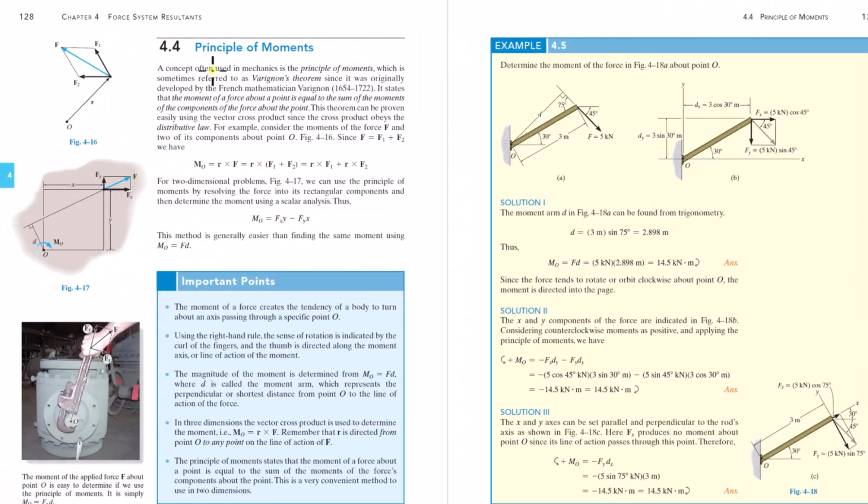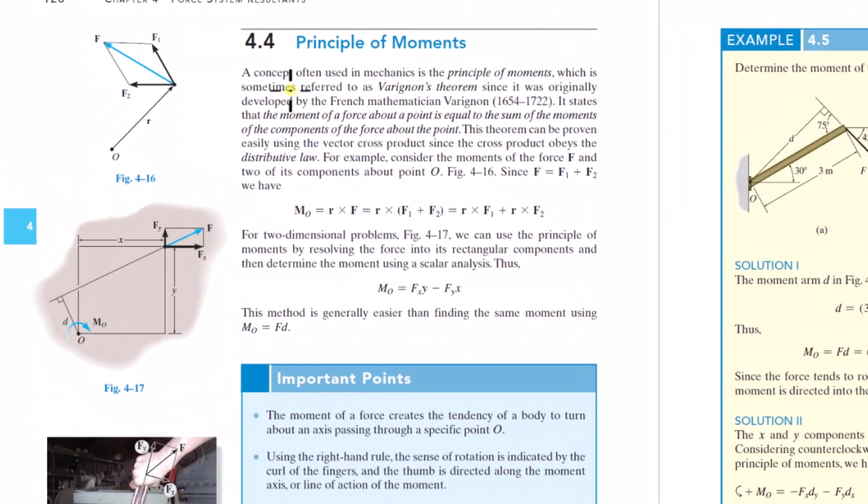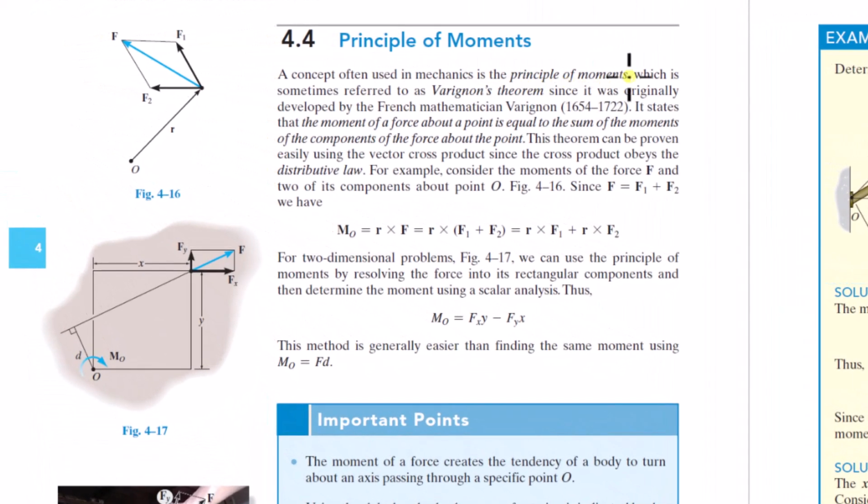All right, the principle of moments. A concept often used in mechanics is the principle of moments, which is sometimes referred to as Varignon's theorem, since it was originally developed by French mathematician Varignon in the 1600s and 1700s. It states that the moment of a force about a point is equal to the sum of the moments of the components of the force about that point.